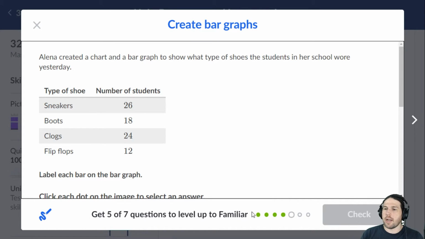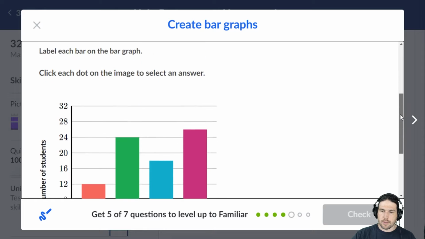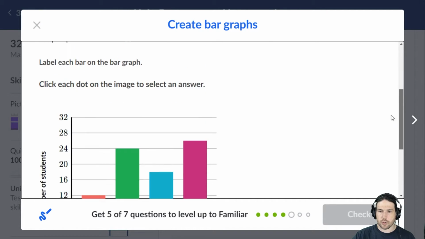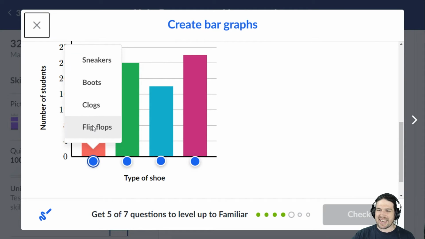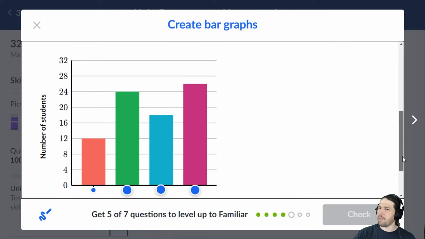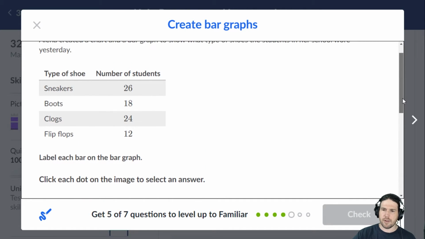Elena created a chart and a bar graph to show what types of shoes the students in her school wore yesterday. Oh, this is another one where we have to match them up instead of making it ourselves. Okay, so 12 is flip-flops. And again, not a big fan of this. It should show that you put flip-flops here instead of just changing the button. A little bit of a bad UI call there, Khan Academy. A little bit of a bad call.